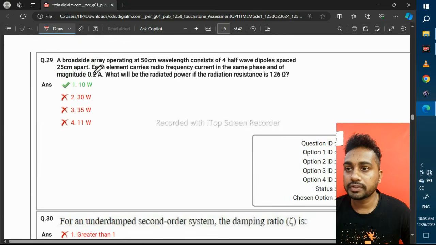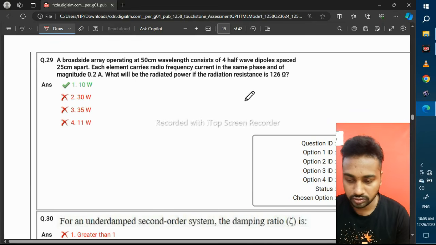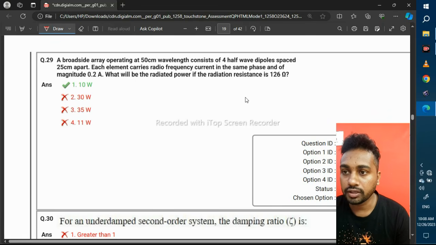A broadside array operating at 50 cm wavelength consists of 4 half-wave dipoles spaced 25 cm apart. Each element carries radio frequency current in the same phase and of magnitude 0.2 ampere. What will be the radiated power if radiation resistance is 126? So we need to find radiated power.